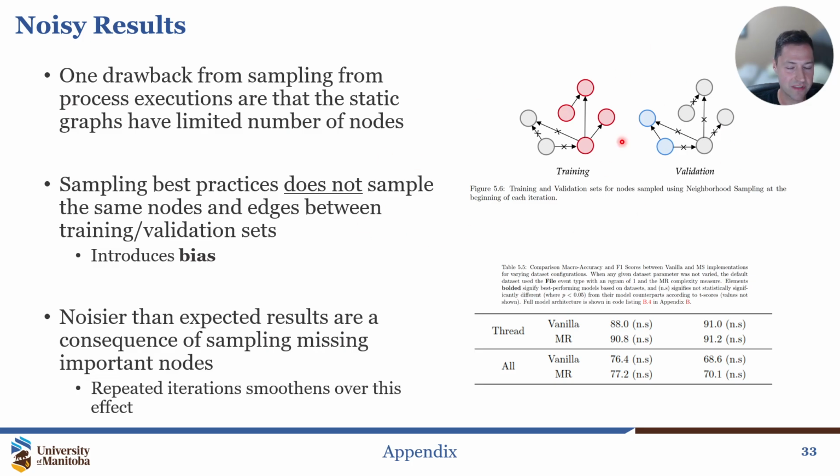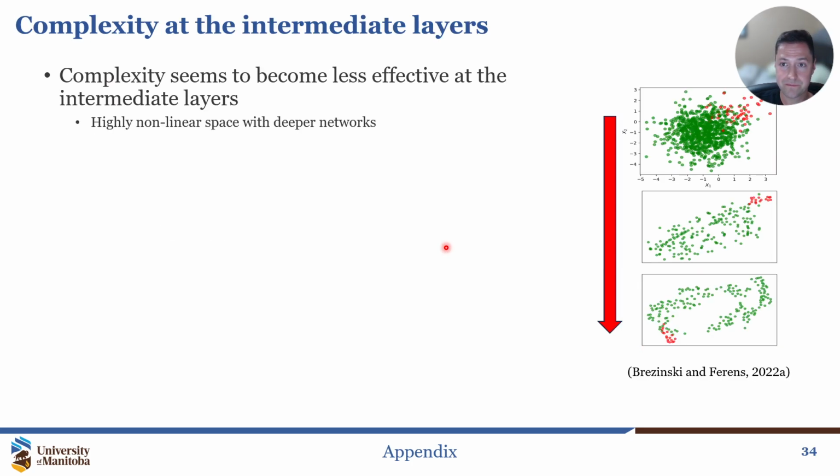This just happens to do with the nature of the sampling space. Ultimately, you want as many samples as you can so that your training is rich with the positive and negative training samples. Your validation is the same. You don't want one certain type in the training and another different type in the validation, because then you're going to get poor accuracy. Ultimately, sampling practices that do not sample the same nodes and edges introduce bias and noise in the expected results, a consequence of sampling missing important nodes. Repeated iterations smooth over this effect, but it still leads to erroneous results, where you see the difference between 88 and 90, but if they're not statistically significant, then you can't be confident that they're different.